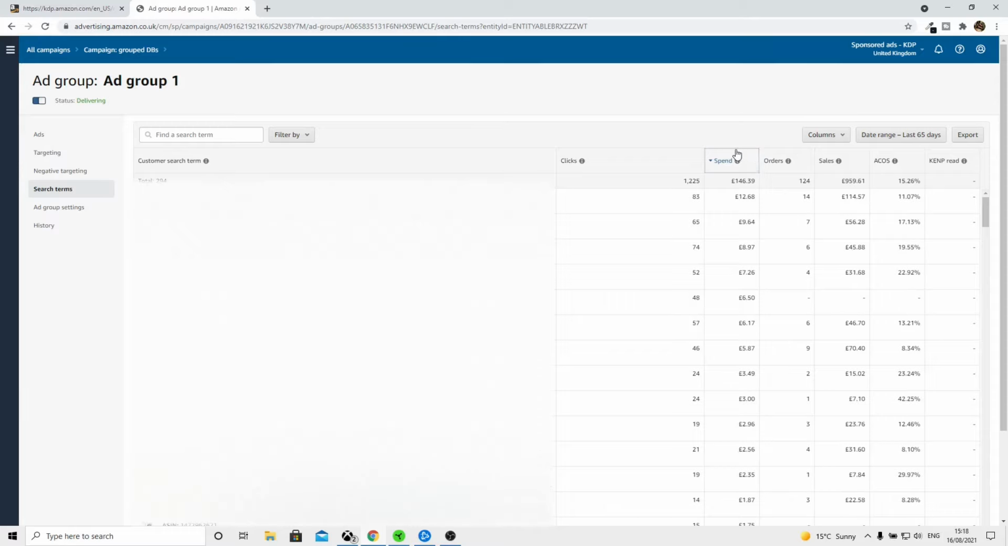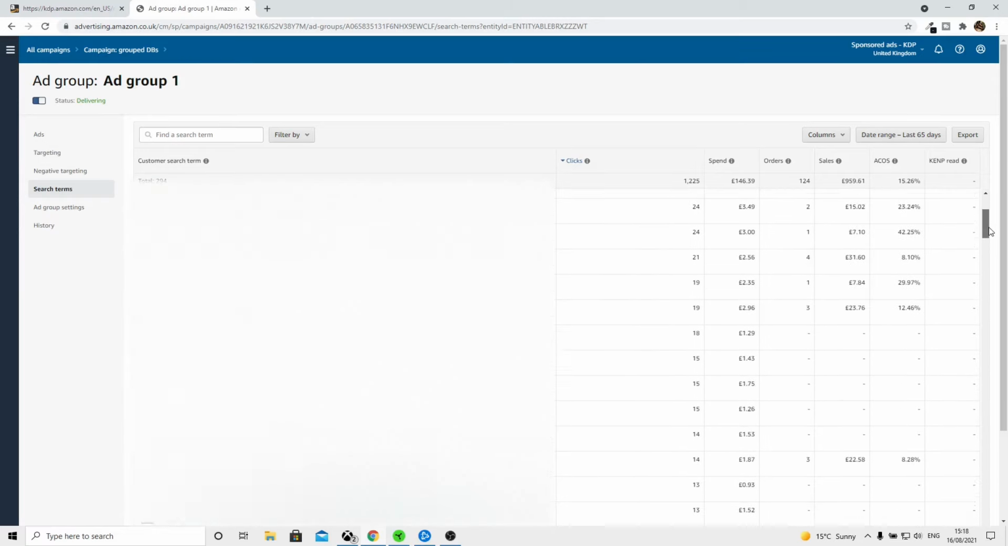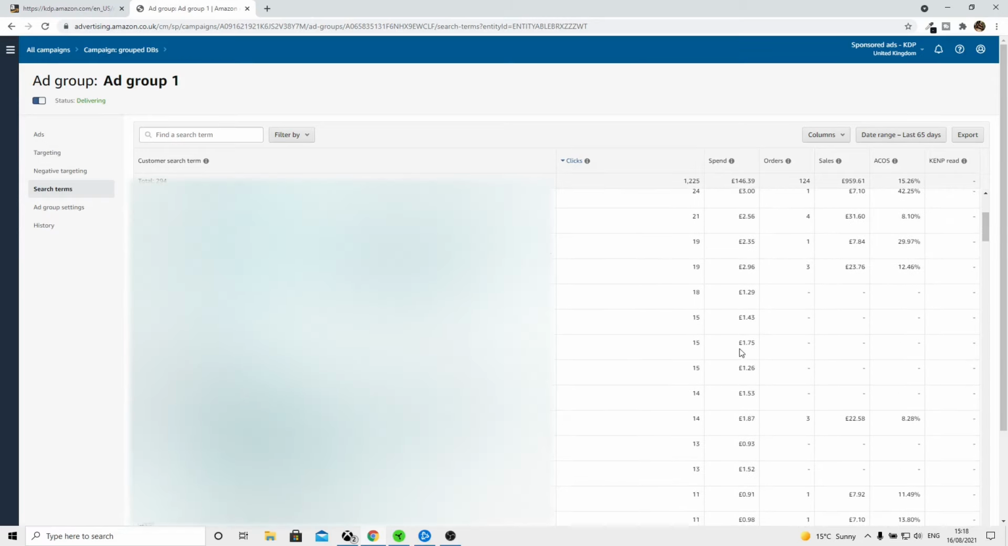So we can organize this. We can sort this by the spend. And what I like to do after that is to see where my clicks are going as well. So I'm going to sort this by clicks. Click that twice to get it by the most clicks. And what I would do from here is to go through and see where I'm getting the most clicks and I'm having little to no results in terms of sales.